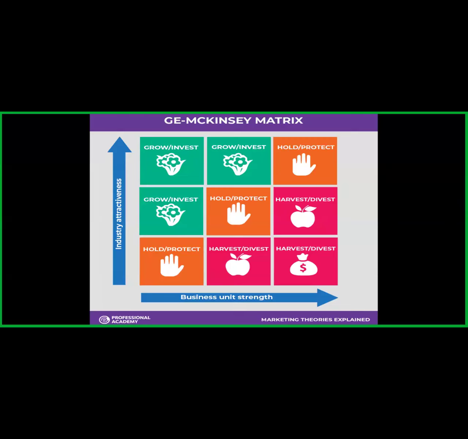Now, here we need to first understand the GE matrix. It talks about the nine cells, and it is also regarded as a portfolio management tool that evaluates a company's business units by plotting them on a 3 by 3 grid based on industry attractiveness, that is the external market factors, and business unit strength, that is the strength of the particular company.